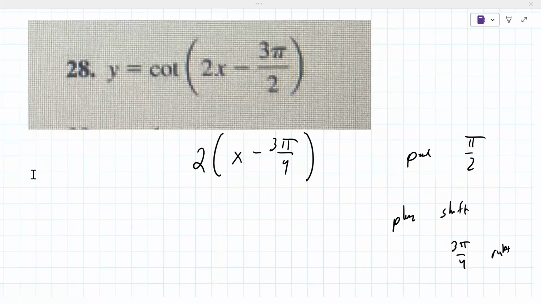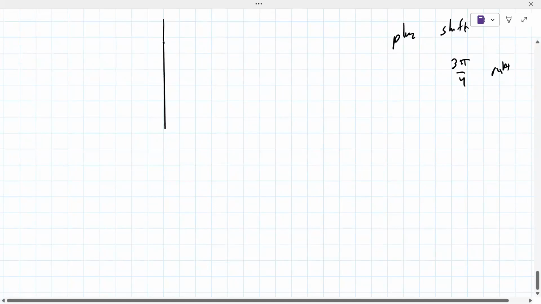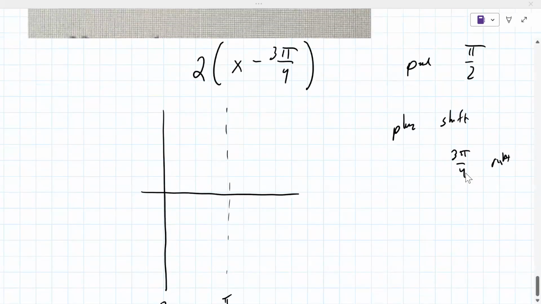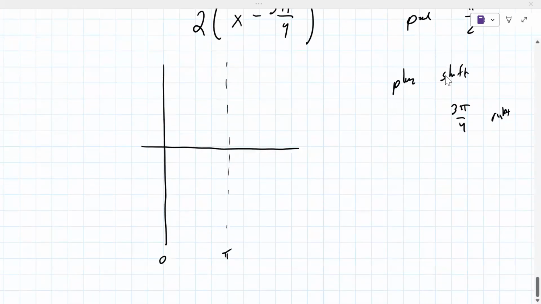So normally with our cotangent, we start at 0 and we know to go out to pi. All right. But our period is, sorry, our period is now pi over 2. So you actually do the period before the phase shift here.